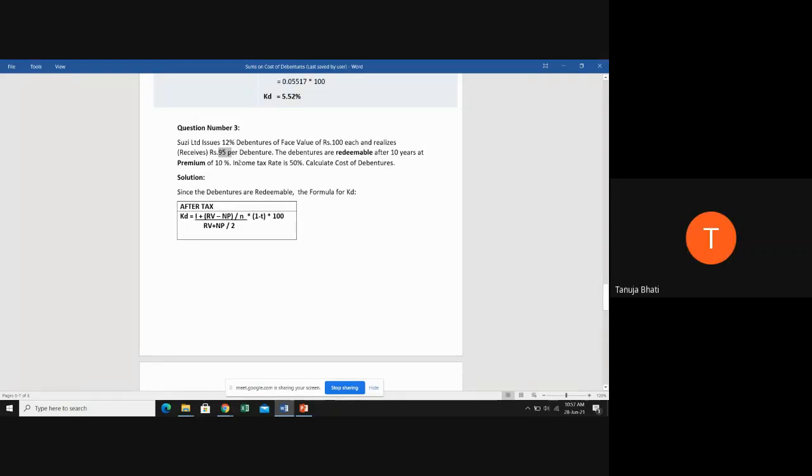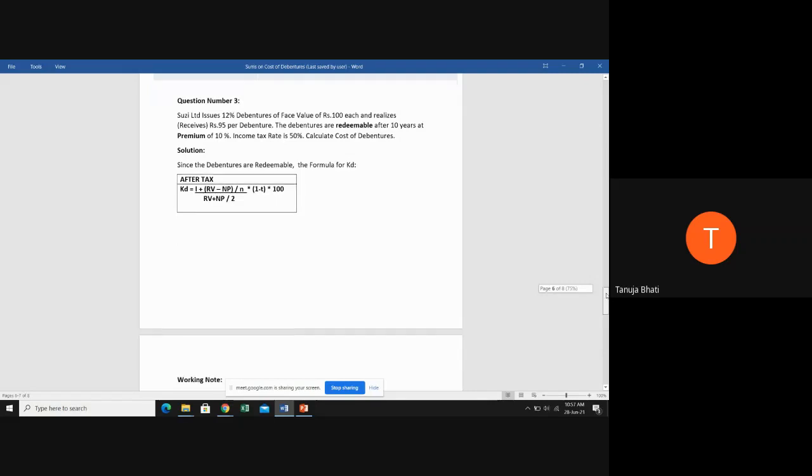So students, in this particular problem, NP is already solved and given to you all. They never told you that it is at 5% discount. They have already solved and given you the NP. And here they are asking you the solution for RV. So RV you had to find out. NP is already given. And what is the tax rate, students? 50%. Okay, and what is this N? 10 years.